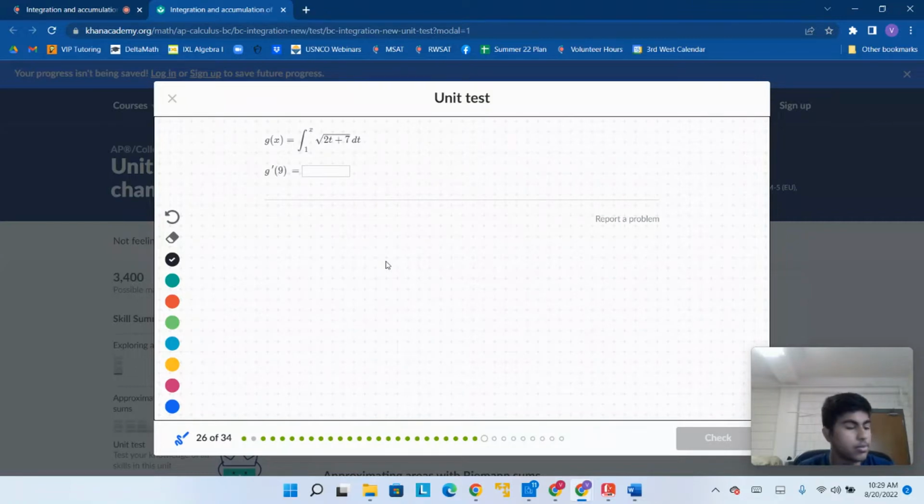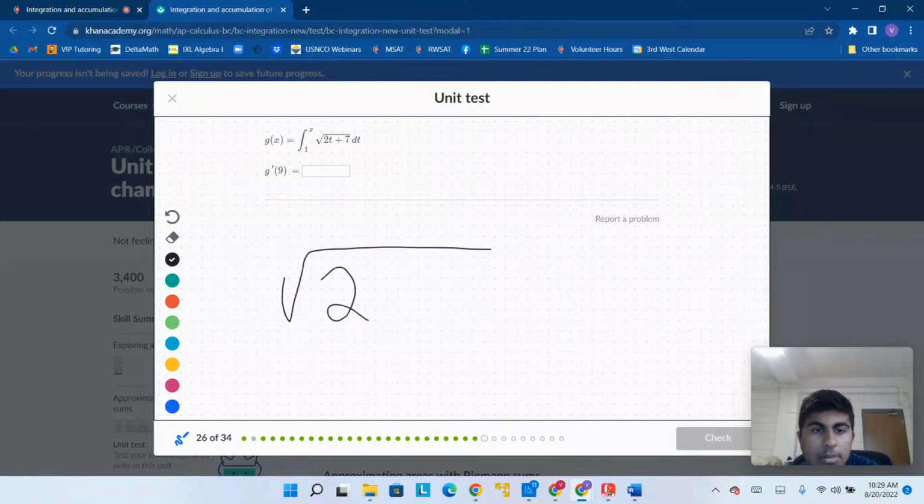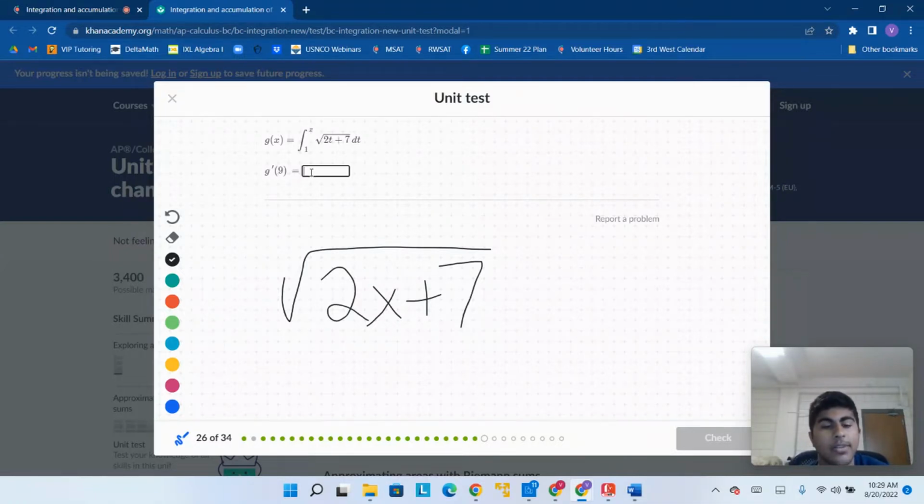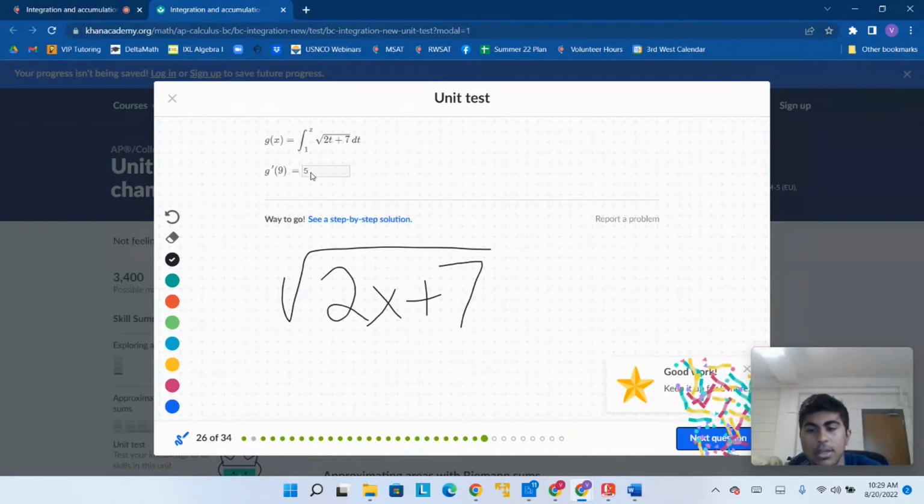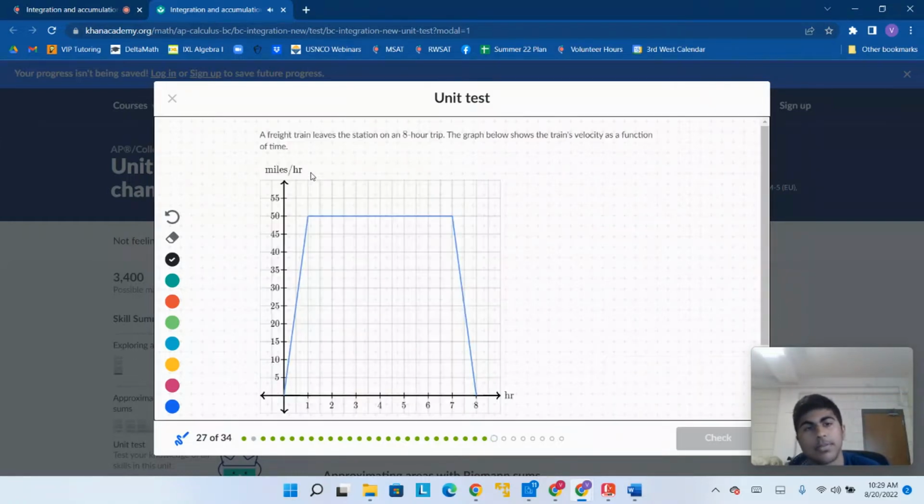Alright, we're going to take the derivative of g of x. We're just going to plug the x in. Okay, so we end up with 2x plus 7. Alright, and you take the derivative of x, which is 1, so you just leave it like that. Plug in 9, you get 18 plus 7, 25, square root of that is 5. Right? Not much to it.